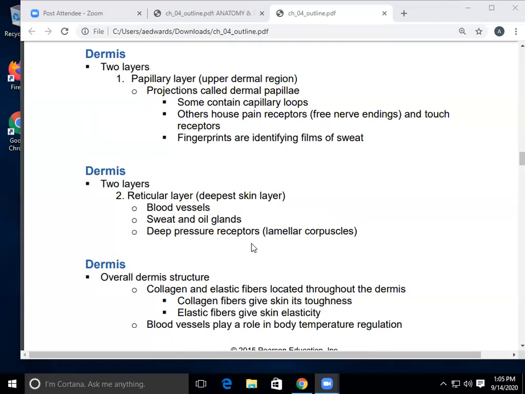So imagine the skin of epidermis is up here somewhere. You have your dermis. Dermis forms these little ridges that are called papillae.